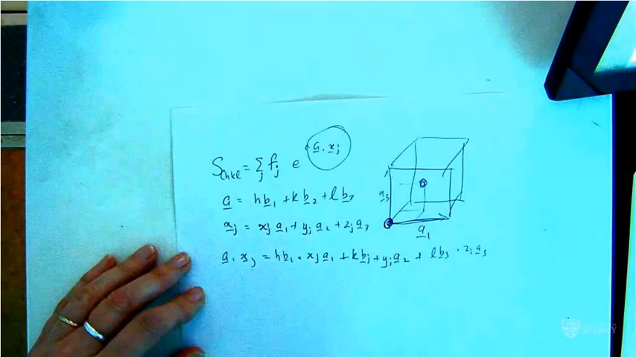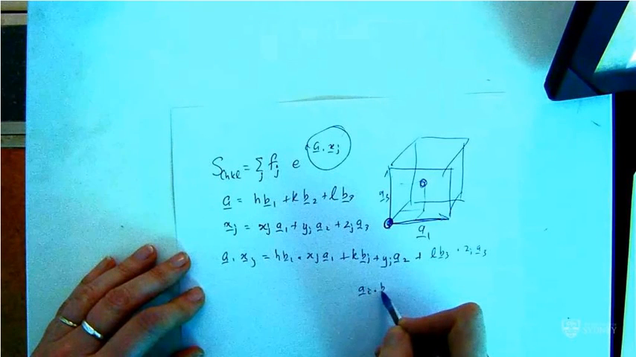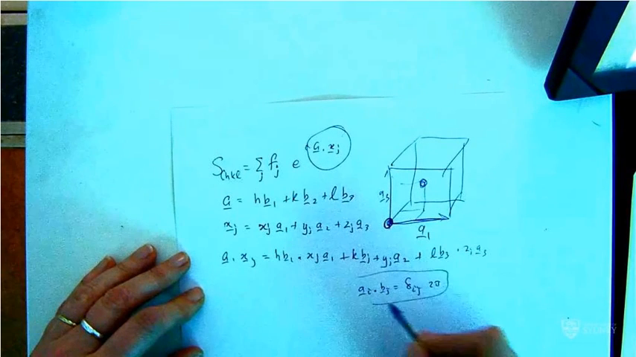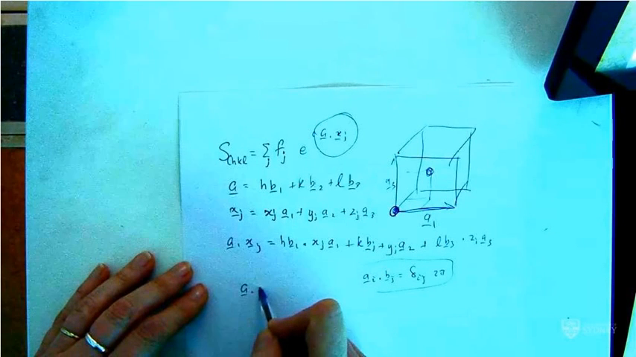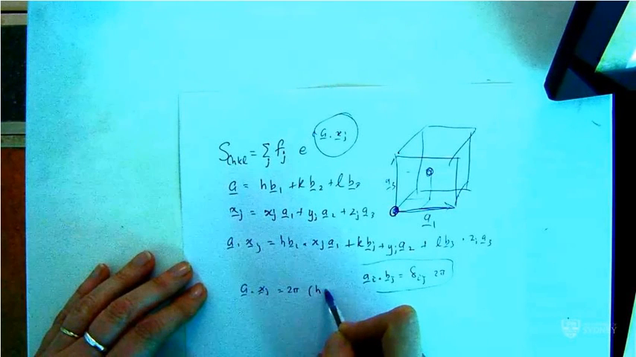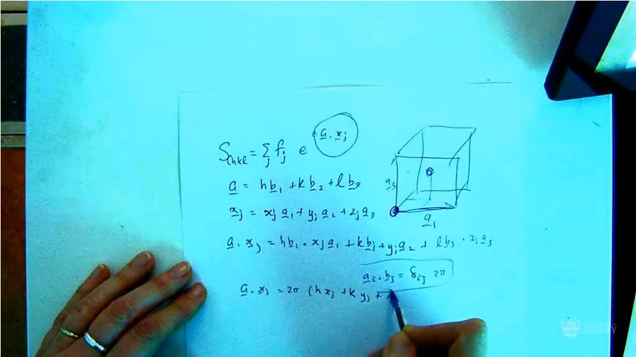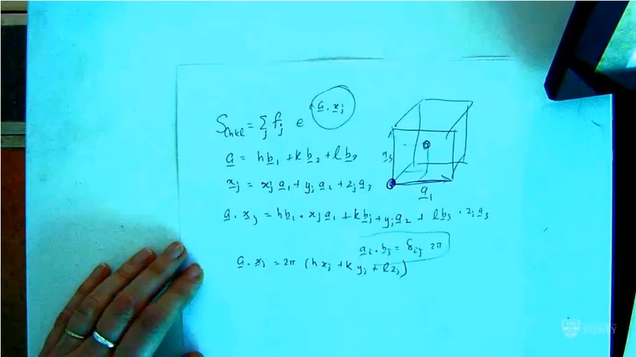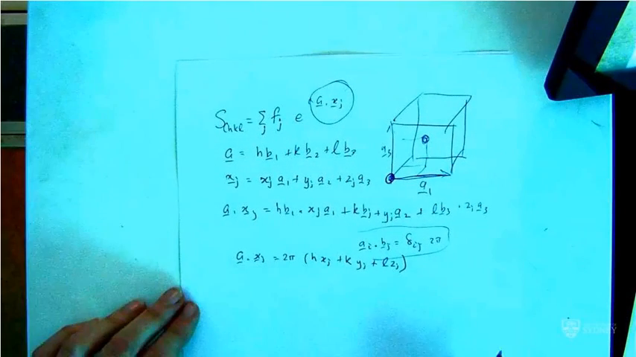So why is that? You know why that is? Because there's a delta function there. So we have G dot x_j equals 2 pi (h x_j plus k y_j plus l z_j). Okay, that's what was written at the top of the slide, but that's just obviously going through how you actually get that, which I'm sure you could have done yourself, but there it is.